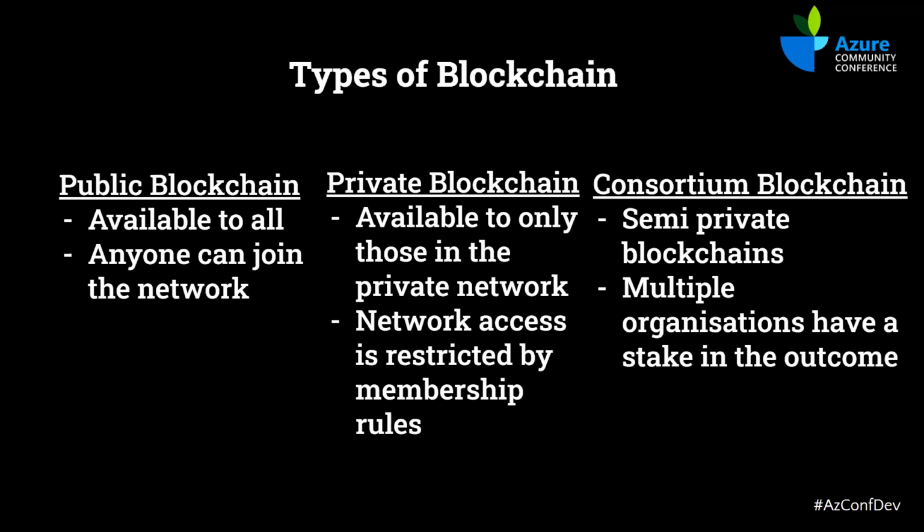Private blockchains are available to only those who are a part of a particular private network. So certain organizations can create a network amongst themselves, and the data that they work with is specific to their use case, and it is available to only those who are in that network. Network access, that is, the ability to join that network, is restricted by the different membership rules that underlie that network. Some examples of famous public blockchains are Bitcoin, Ethereum, Algorand, Ethereum Classic.